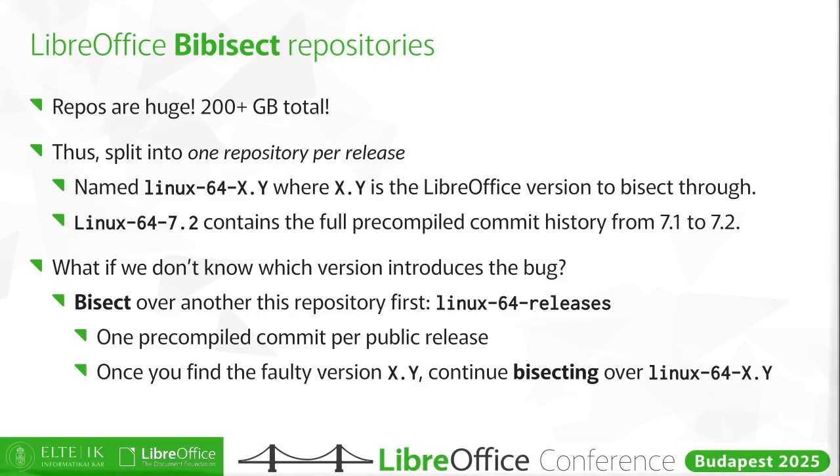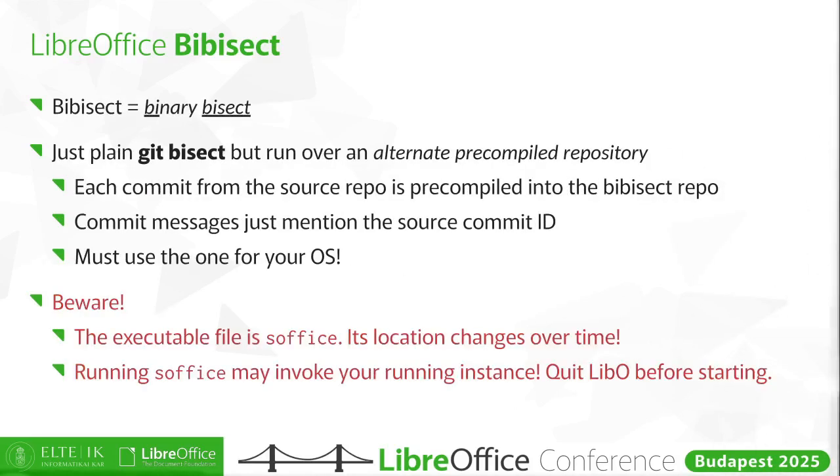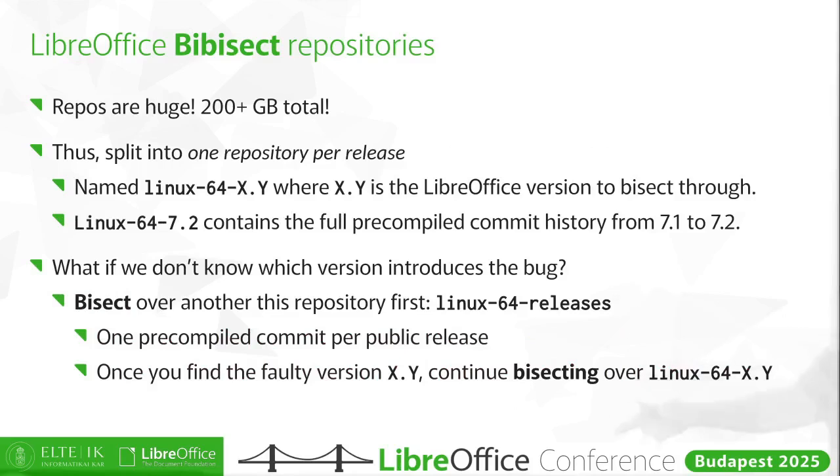What if we don't know which version to use? What if we don't know what is the version that introduces the bug? There is another repository called Linux 64 releases. I'm using the Linux 64 example here. You can use this one. This one will contain one commit per public release.